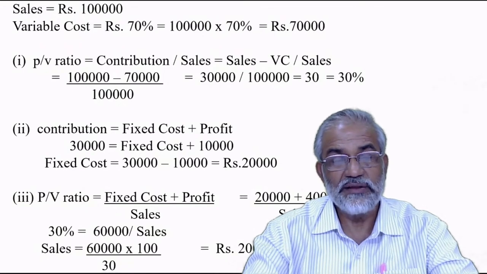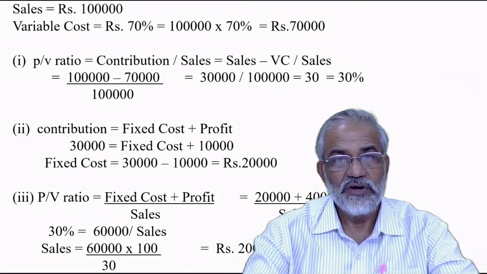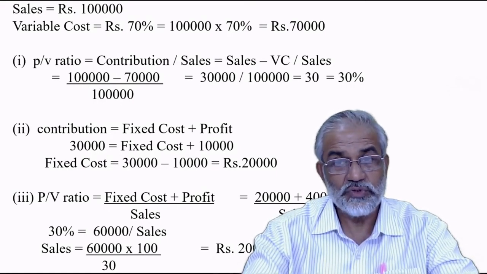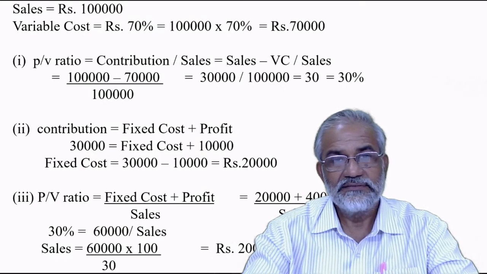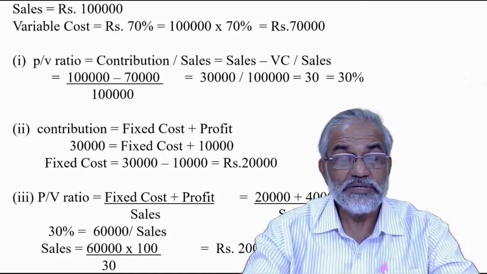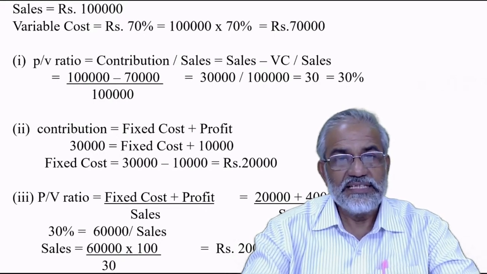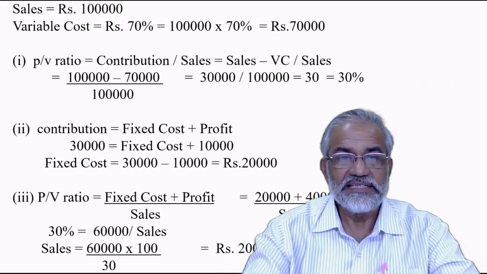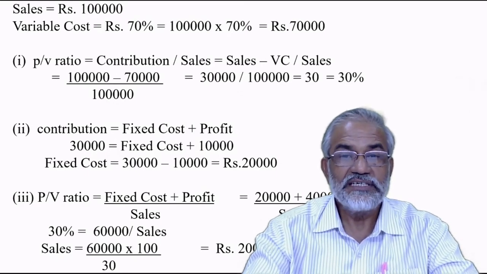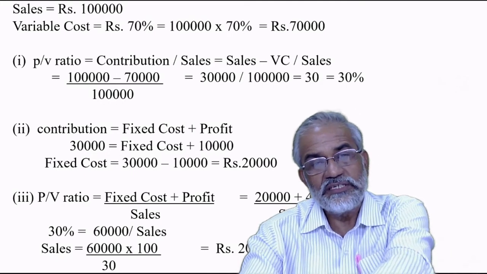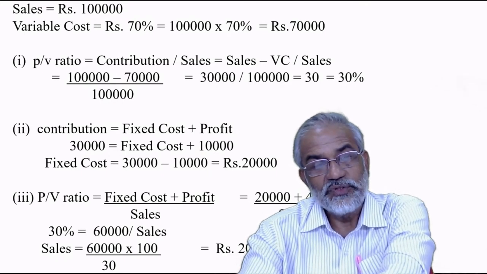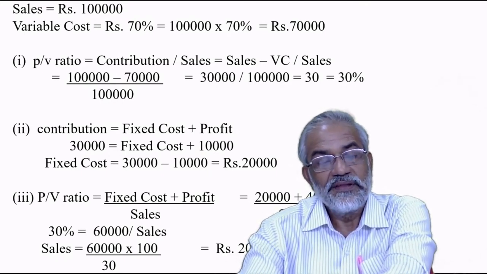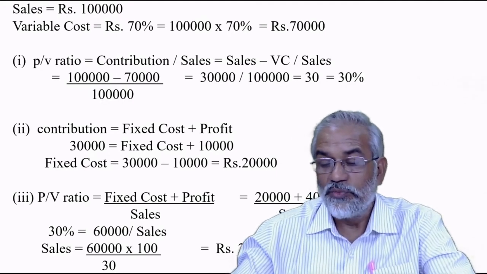Contribution divided by sales is the PV ratio, and sales minus variable cost is the contribution. So sales minus variable cost, the whole divided by sales, would be the PV ratio. Here sales is equal to 1 lakh and the variable cost is 70,000, being 70% of the total sales, and this has to be divided by sales, which is again 1 lakh. So 1 lakh minus 70,000 comes to 30,000. When 30,000 is divided by 1 lakh, it comes to 30%. So the PV ratio is 30%.